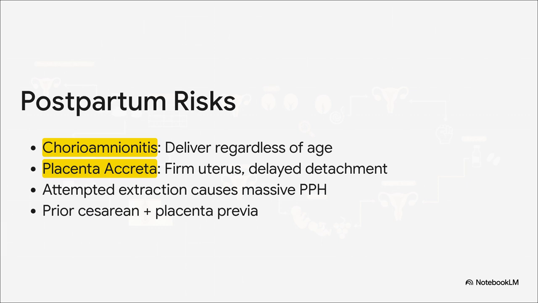Also, in that immediate postpartum phase, be highly vigilant for placenta accreta. This is strongly linked to a history of prior cesarean deliveries combined with placenta previa. It presents as a firm uterus with a morbidly adherent placenta that just will not separate normally. If you attempt manual extraction, it's going to cause massive hemorrhage. Antenatally diagnosed cases require a carefully planned cesarean hysterectomy.